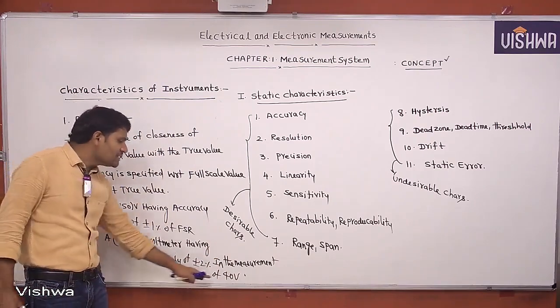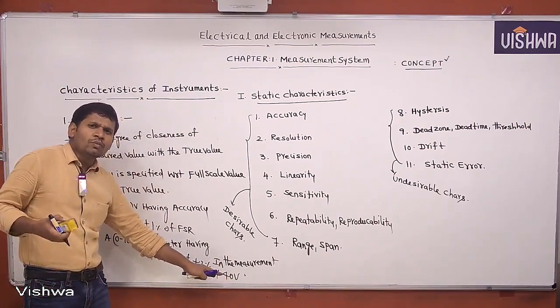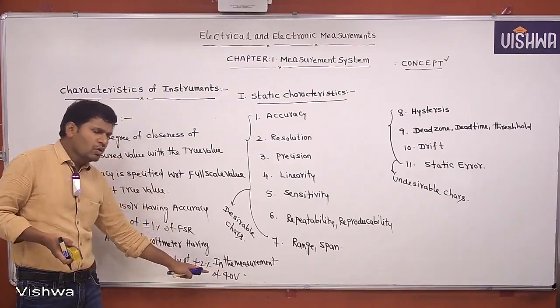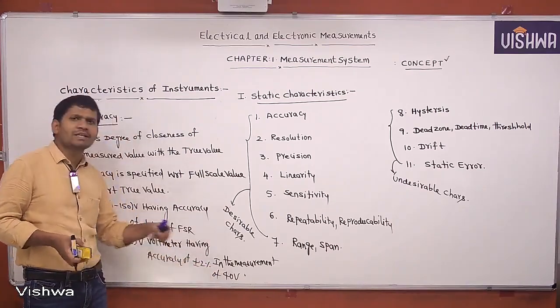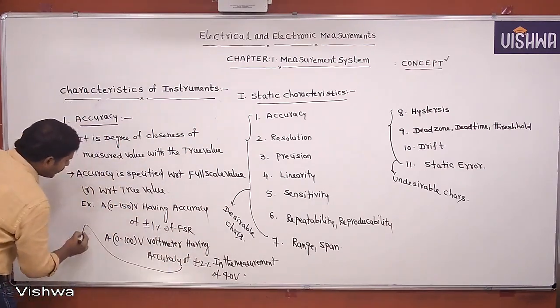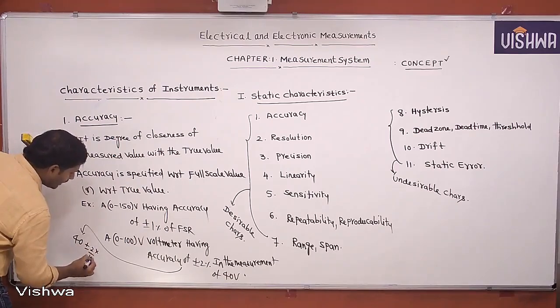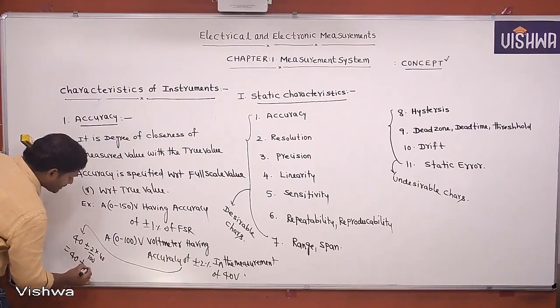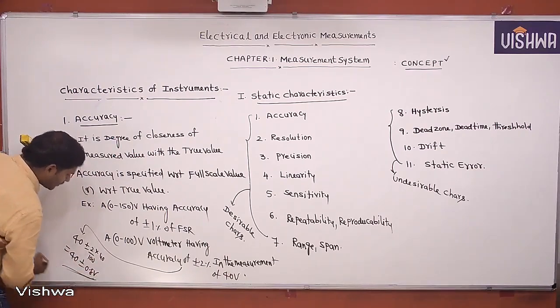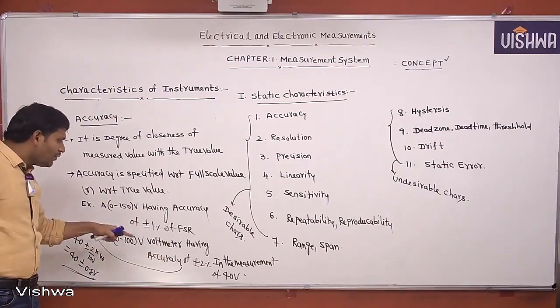What is the meaning of this sentence? In the measurement of 40 volts, we don't measure exactly 40 volts. We can measure plus or minus 2% of 40 volts. Plus or minus 2% of 40 volts means 40 plus or minus 2 by 100 into 40. How much do we get? 40 plus or minus 0.8 volts we can measure. This is the meaning of accuracy.